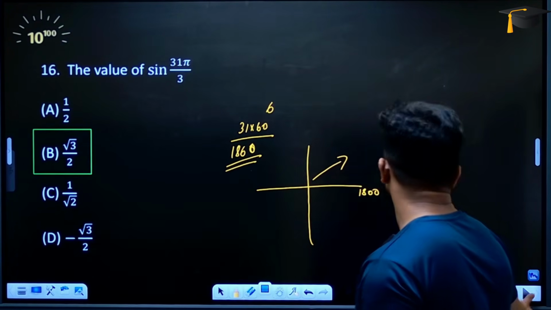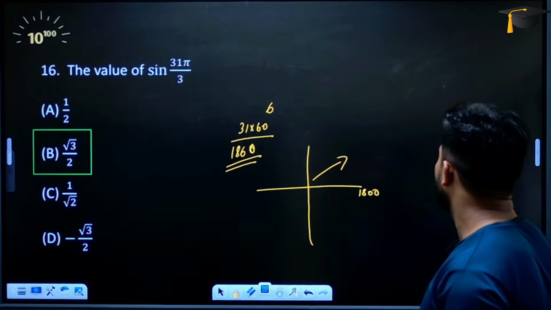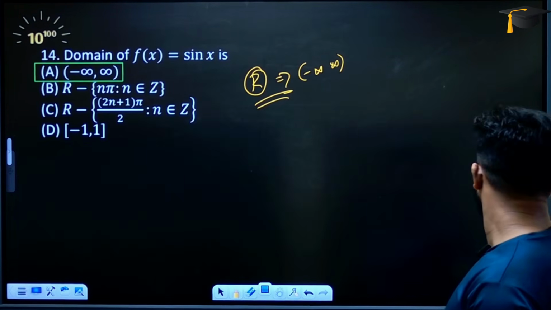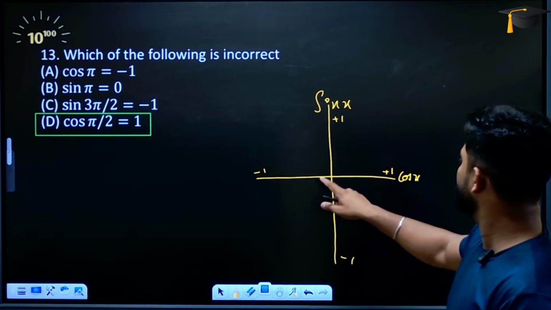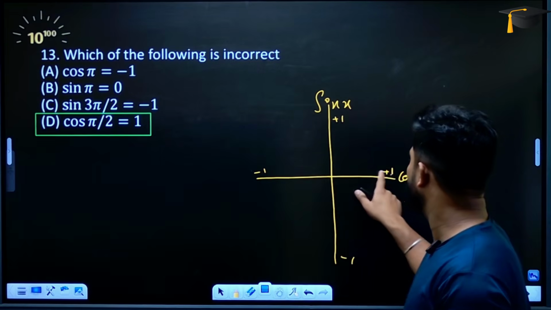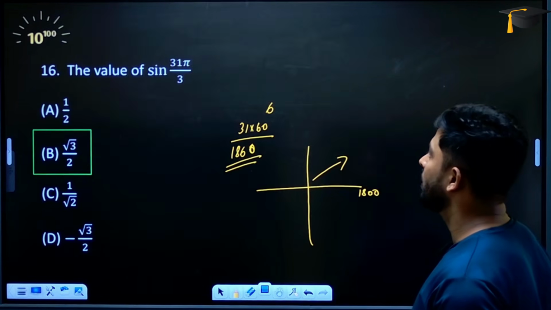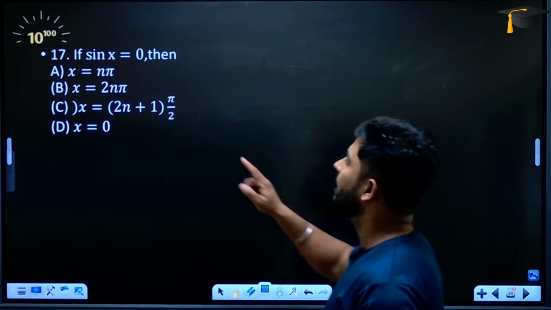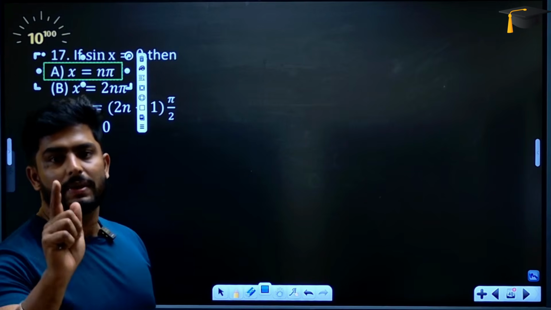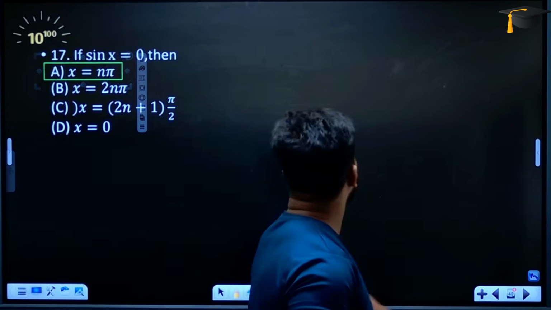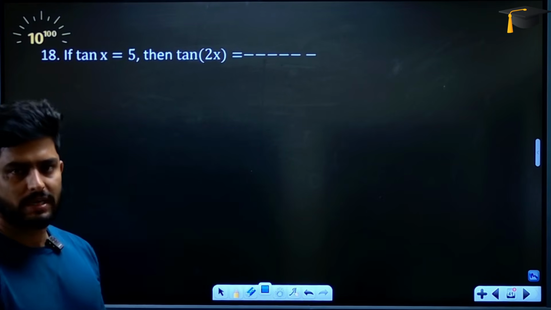Okay. Next. So sin x is equal to 0. When does sin x become 0? So we discussed this, right? So sin x becomes 0 when it is multiples of pi. So that's why option A is the right answer, children. Option A, x is equal to n pi is the right answer. Multiples of 180, sin becomes 0. Yeah, correct, multiples of 180.